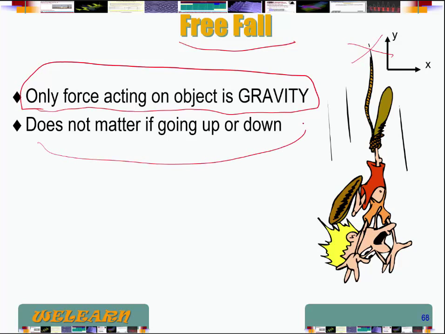It does not matter if the object is going up or down, as long as the key is the first item: the only force acting on the object is gravity. If that's the only force, we call that free fall.